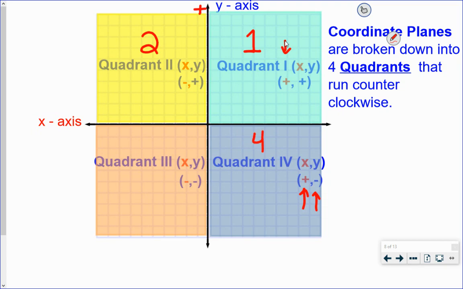So we have 4 quadrants. They go counterclockwise. I always tell students that this is normally where 1 o'clock is on a clock. Okay, so we start with 1 there. And then we go counterclockwise. 2, 3, 4. Okay, so that's the order that they're supposed to be. 1, 2, 3, and 4.